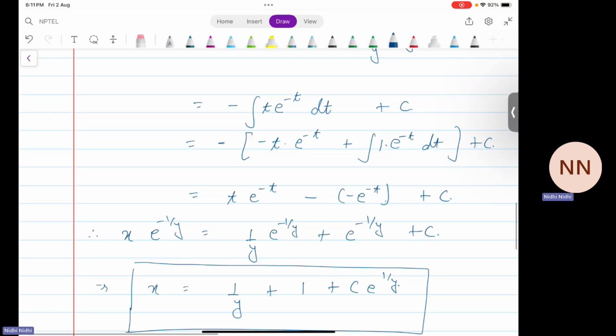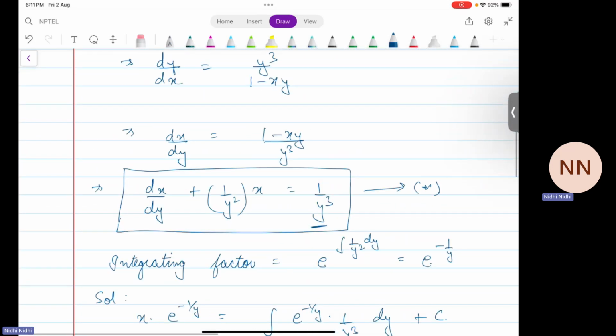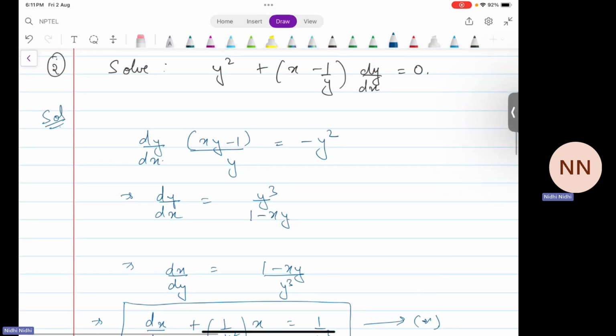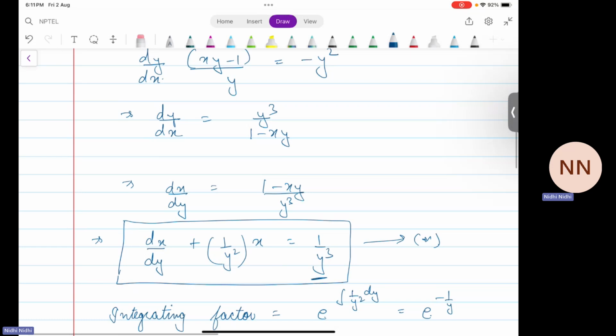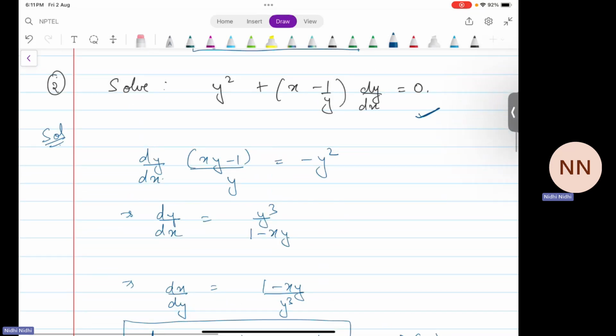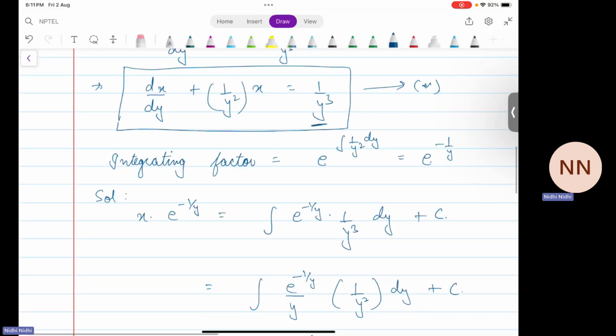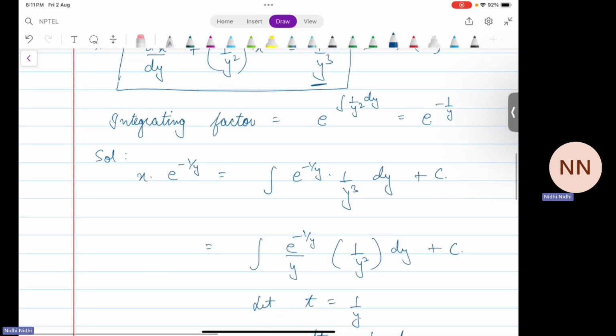I hope you all followed the steps. I don't think there was any kind of technicality that was needed. The only important thing was to see that this equation turns out to be linear differential equation in variable x. And then using the standard method, we have solved this equation.